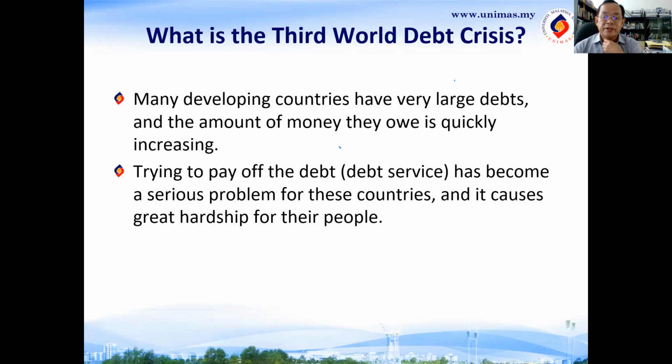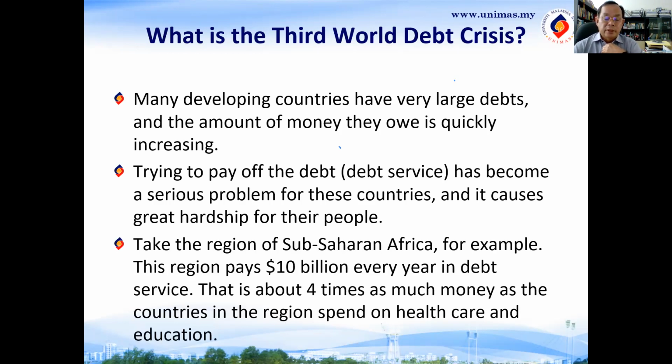The term here is debt servicing. So debt servicing has become a serious problem for many of these countries, and as a result of that, it causes great hardship for the people in the country as well. Because whatever money is earned by the country is spent on paying back the loan. So not much can be used to develop either the social or physical development in the country.